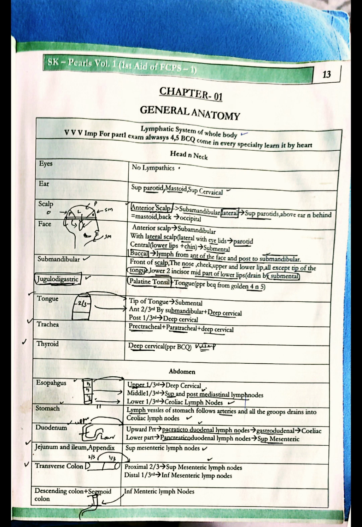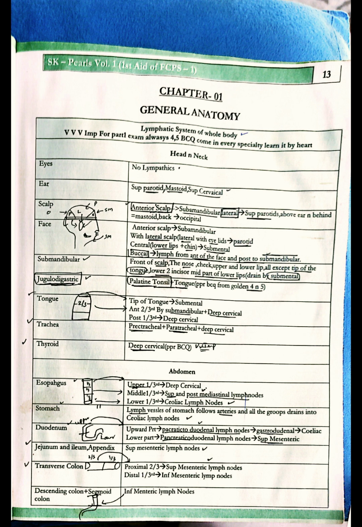Let's talk about the submandibular region again. The buccal area, anterior face, and nose all drain here. Submandibular nodes are key for facial infections and cancers, so don't forget them. Repeating for the jugulodigastric nodes, the palatine tonsils drain here. This is the tonsillar node, expected in a question about tonsillitis or tonsillar cancer.